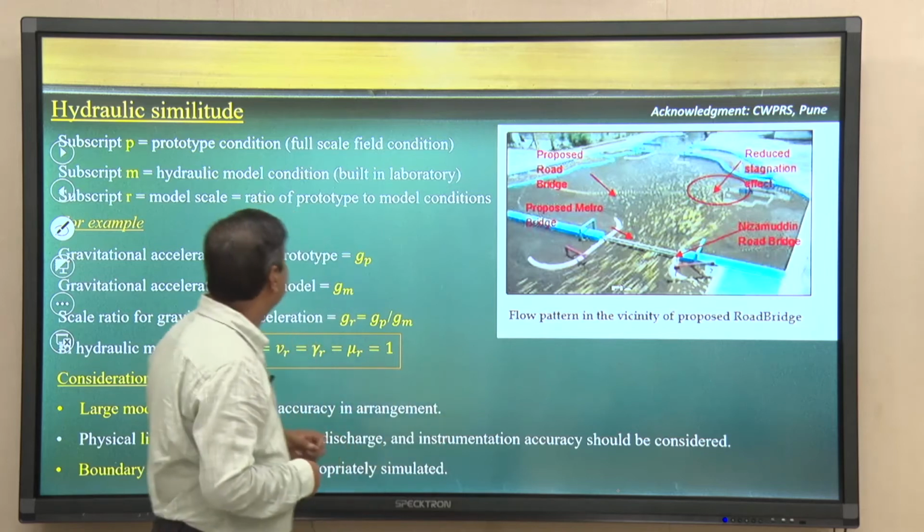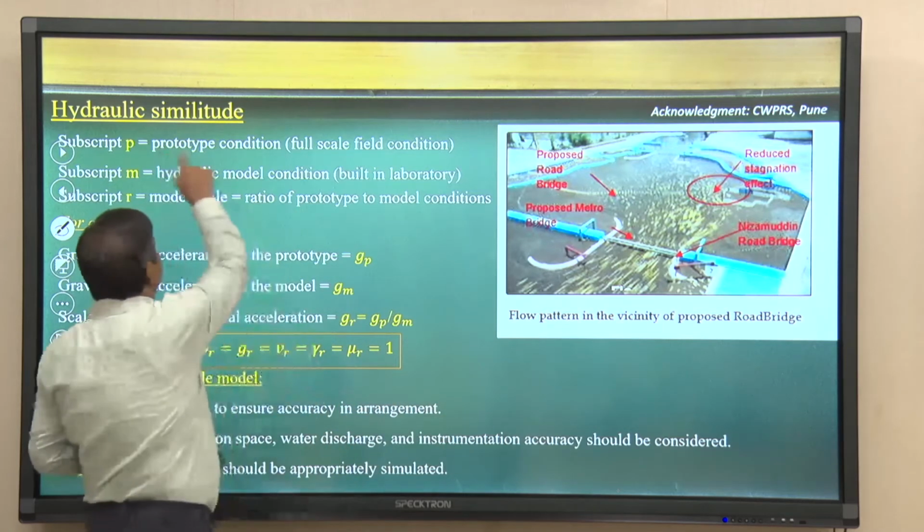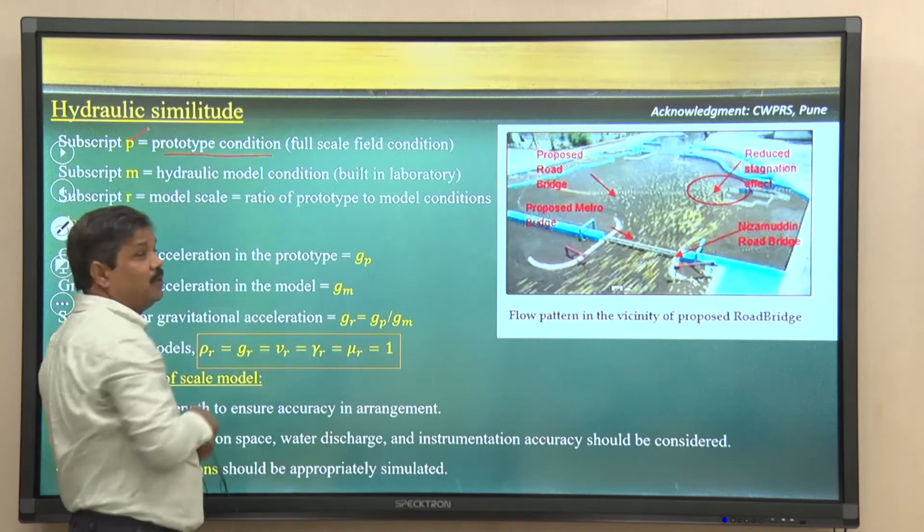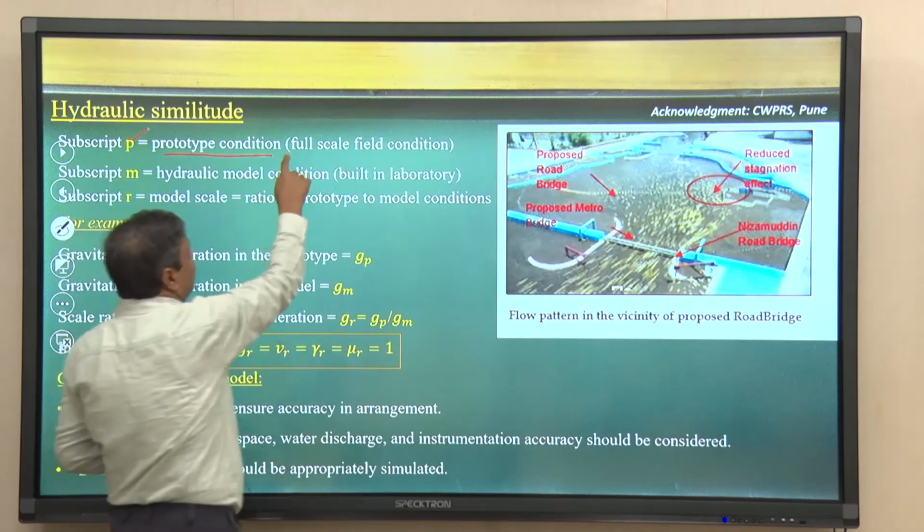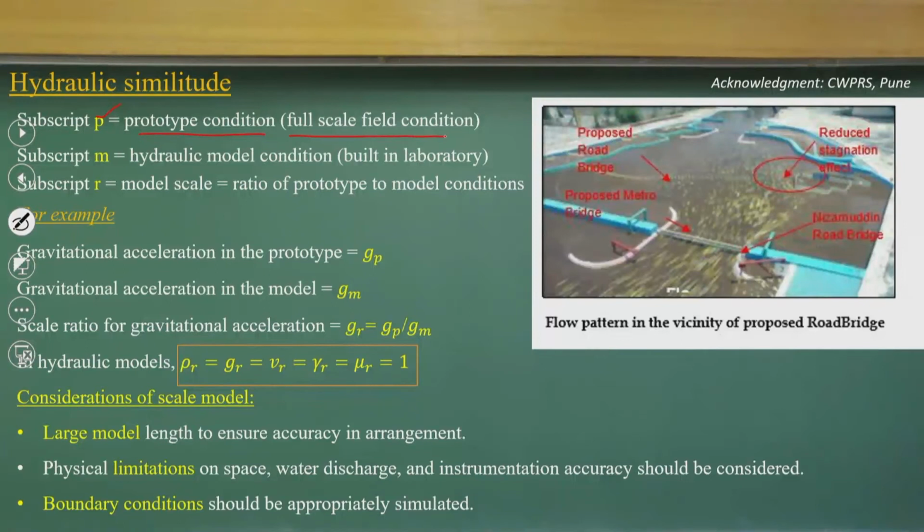That is the reason for the prototype conditions, which we give a subscript P: the full-scale, field conditions. M is the hydraulic model conditions, built in the laboratory. The ratio between the model scale, the ratio between the model and the prototype.